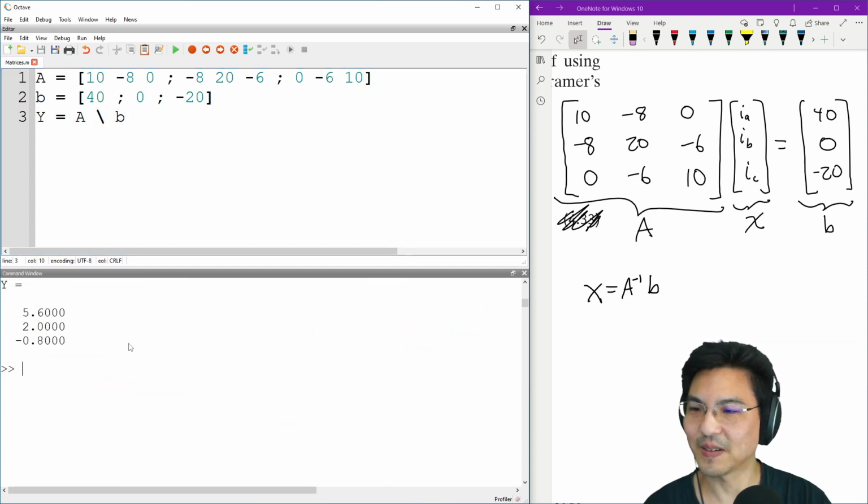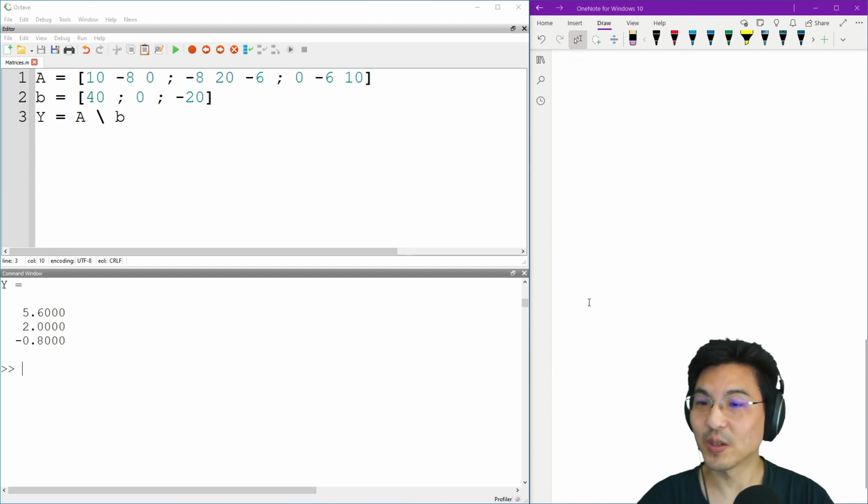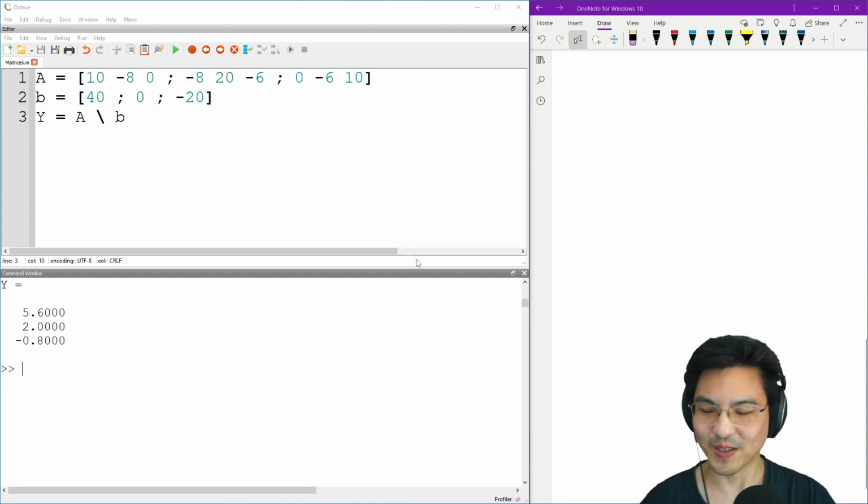And here is our answer. And the answer from the book we were expecting, 5.6, 2.0, negative 0.8. So matches up. Okay, so I encourage you to try this for yourself so that you can gain that experience, put it on your resume, right?